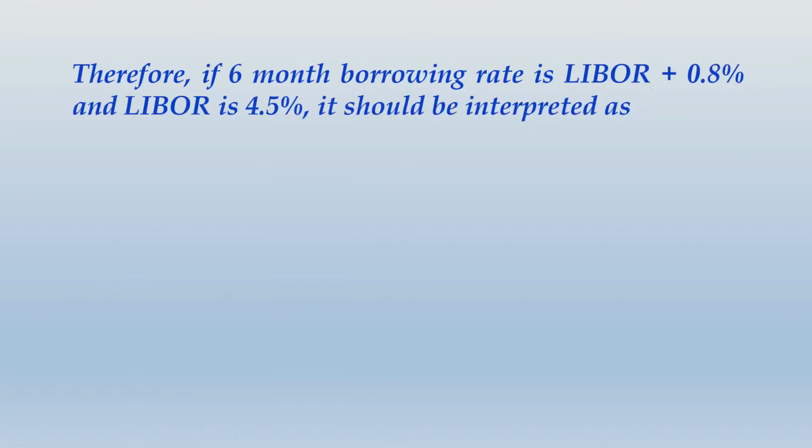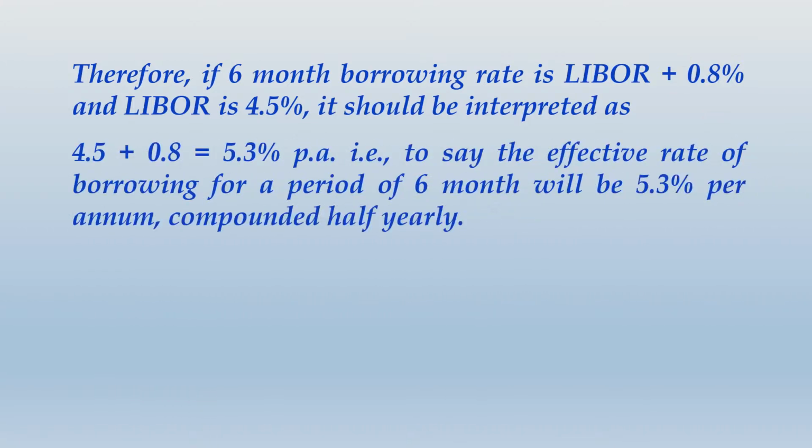If 6-month borrowing rate is LIBOR plus 0.8% and LIBOR is 4.5%, how would you interpret this? So LIBOR itself is 4.5%, that is per annum rate. Even the margin over here will be per annum. So how would you interpret this? 4.5 plus 0.8 makes it 5.3% per annum. That is to say, effective rate of borrowing for a period of 6 months will be 5.3% per annum compounded half yearly.